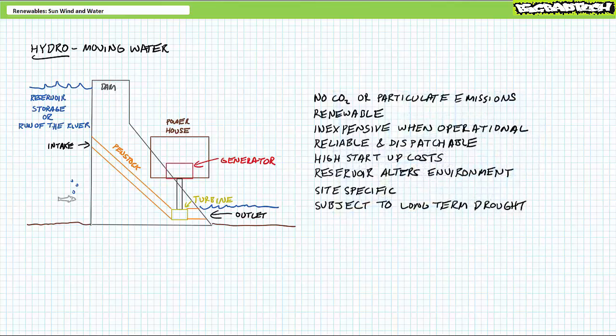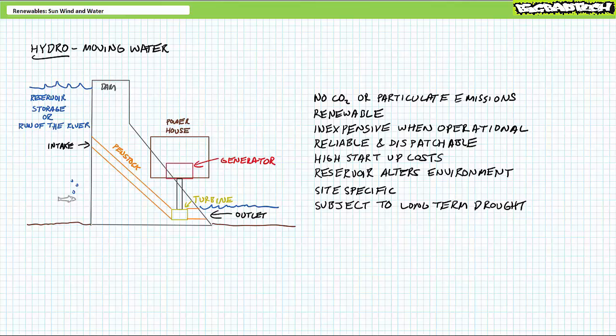Hydropower has advantages and disadvantages. Hydropower produces no CO2 nor particulate emissions. Being renewable and inexhaustible, hydropower is inexpensive. Finally, since water flows at all times, day and night, hydropower is dispatchable and reliable because it's not intermittent nor variable, at least in the short term.